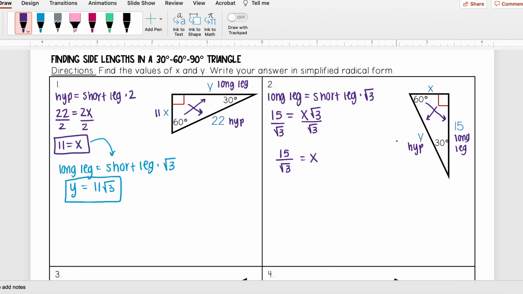Now here we need to be careful. My answer is not in simplified form, and that is because of this square root of 3 in the denominator. So to rationalize it, if you remember back in Unit 1, I need to multiply top and bottom by the square root of 3. And so when I do that, I get 15 square root of 3 over the square root of 3 times the square root of 3 is just 3. And then now looking at this further, I see that I can still simplify this because 15 divided by 3 is 5. And so I get that 5 square root of 3 is equal to x.